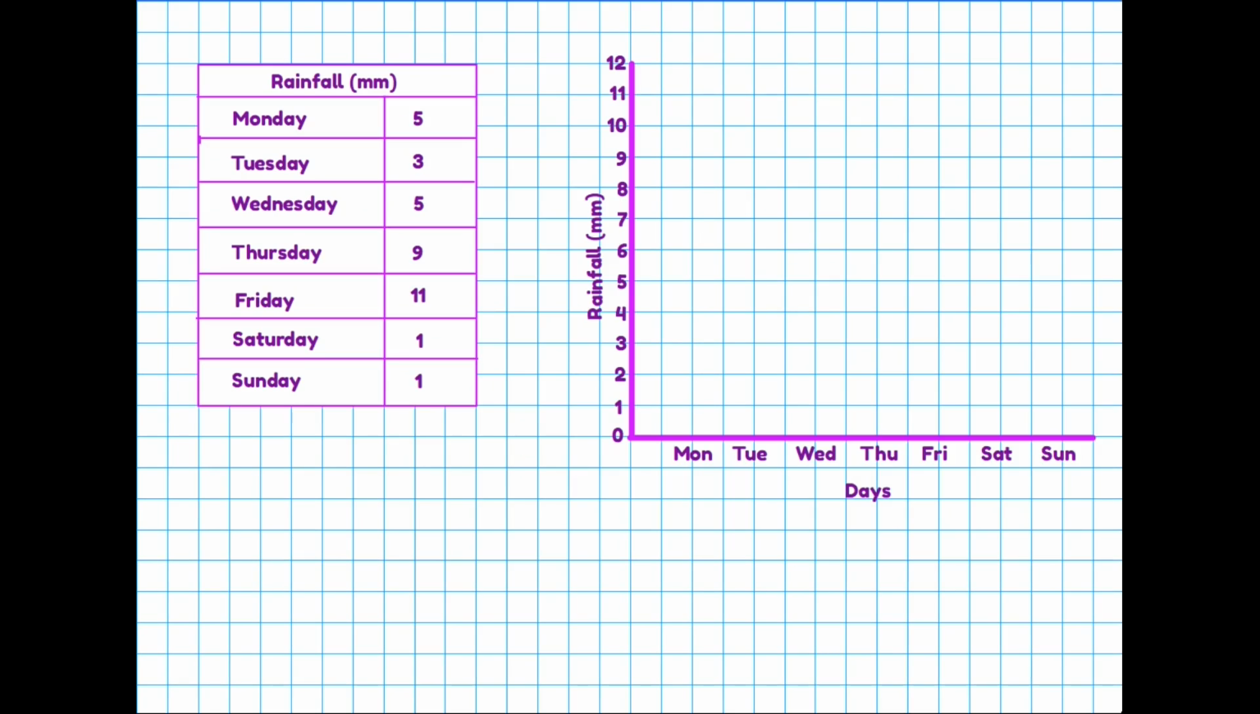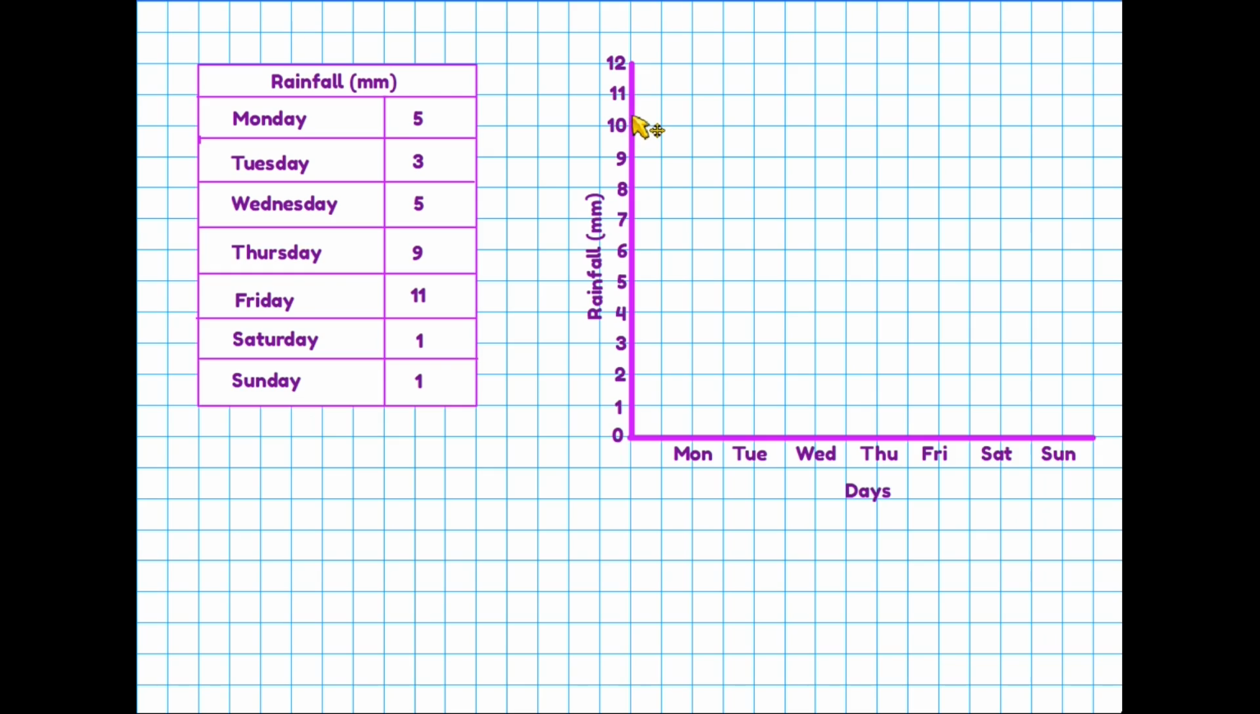So let's take a look at how we complete a line graph. We start with a set of information. This could possibly have come from a tally chart or a frequency table. In this case, we have the rainfall that has fallen over a 7-day period. So each row shows us the rainfall in millimetres for each day of the week.